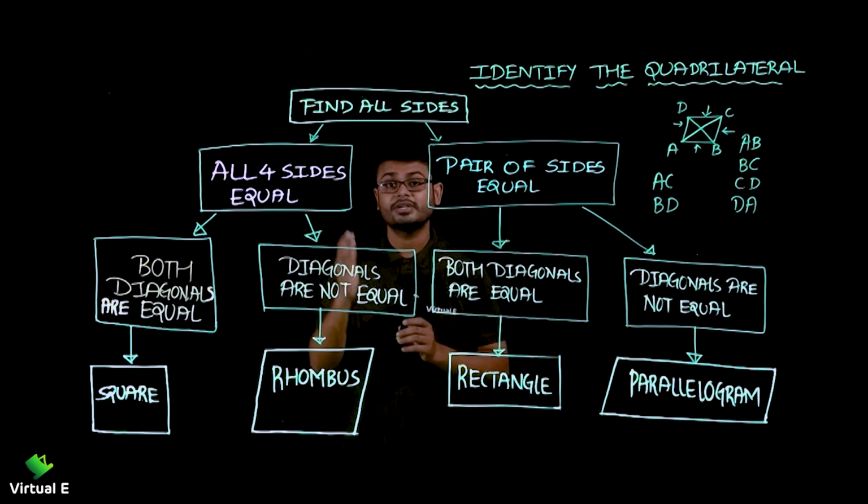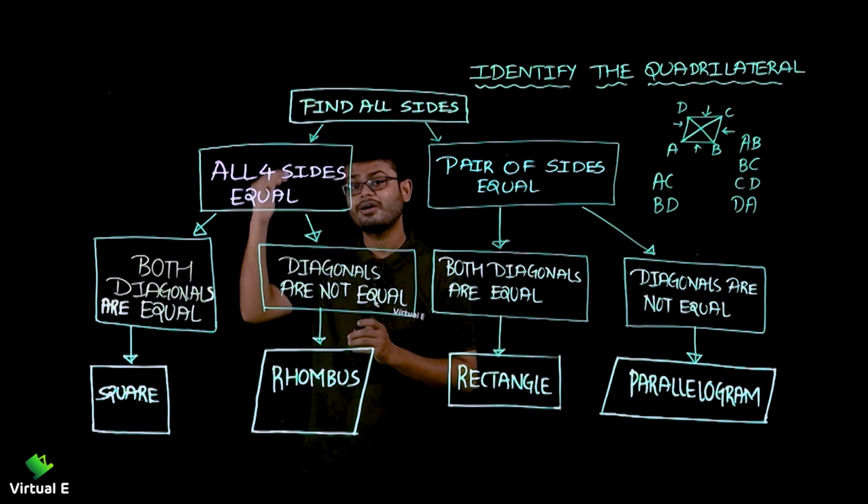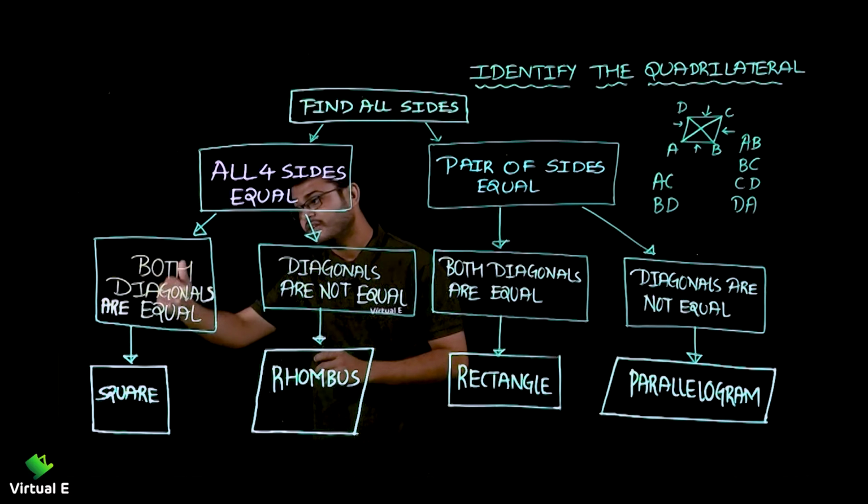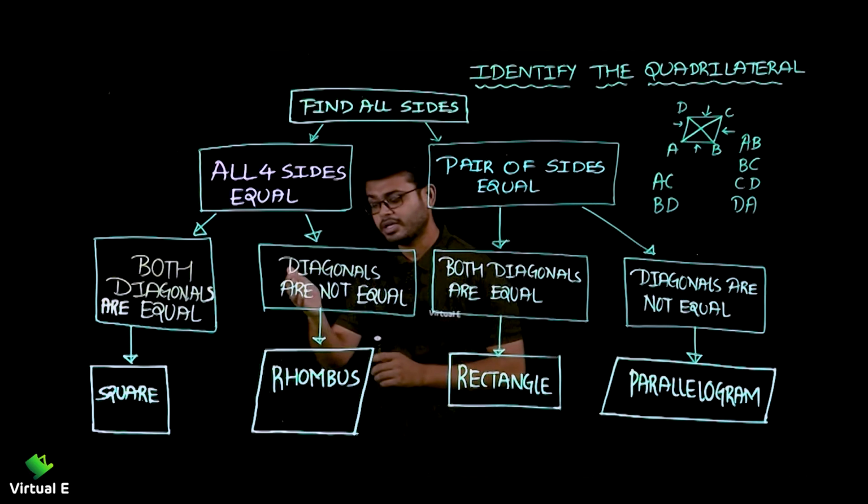Now you need to check. You need to decide. You need to compare all four sides. Are all of them equal? Then go for this case. Then check diagonals. If diagonals are equal, square. If they are not equal, rhombus.